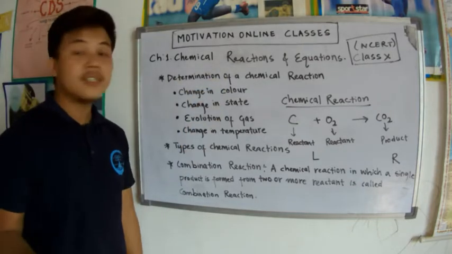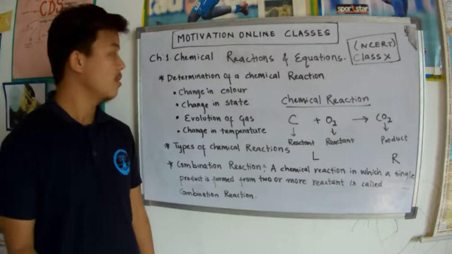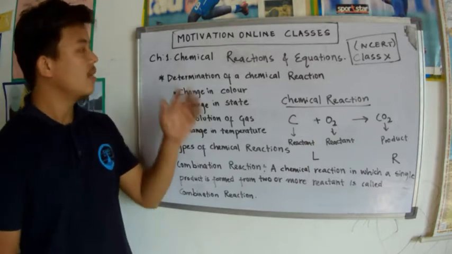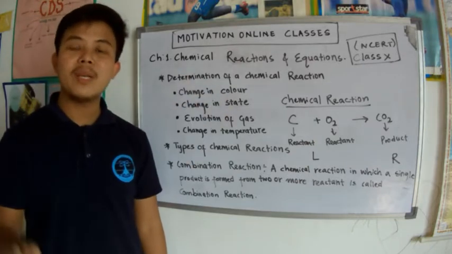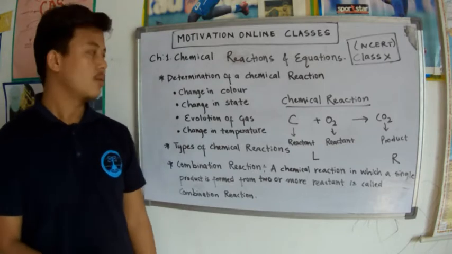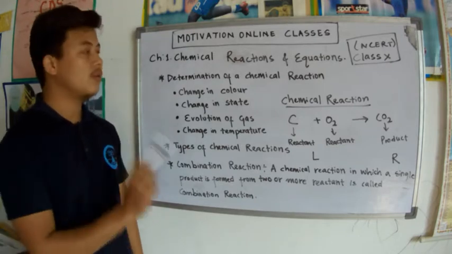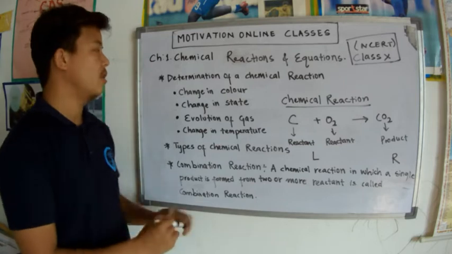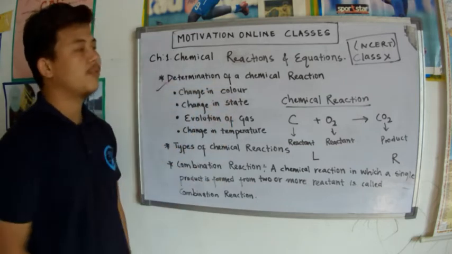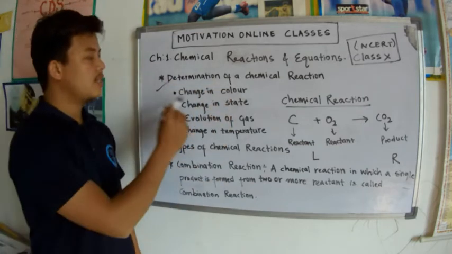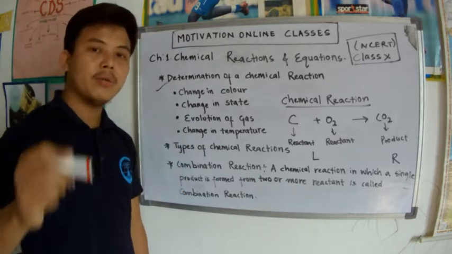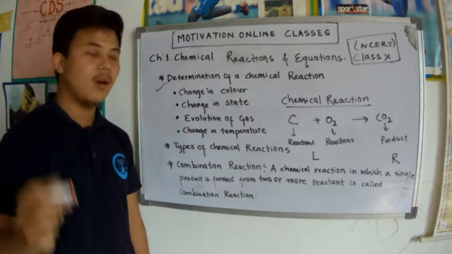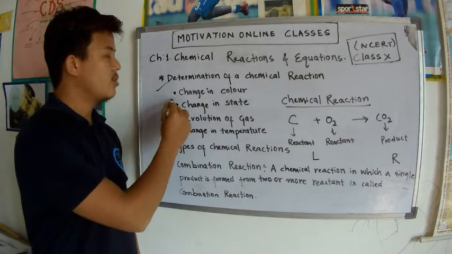In order to understand what a chemical reaction is, we have to know how to check whether it is a chemical reaction or a physical change. There are some criteria to check this, that is, the determination of a chemical reaction. The first thing you have to find out is whether there is a change in color.